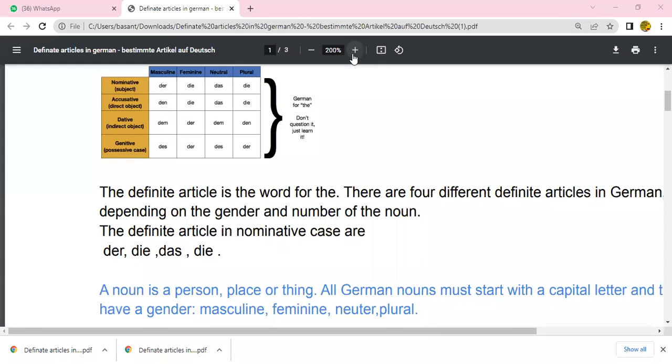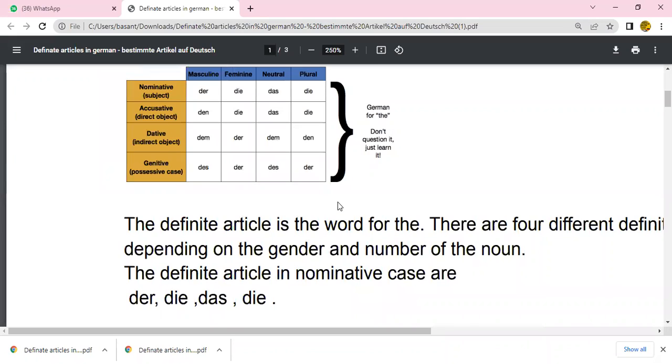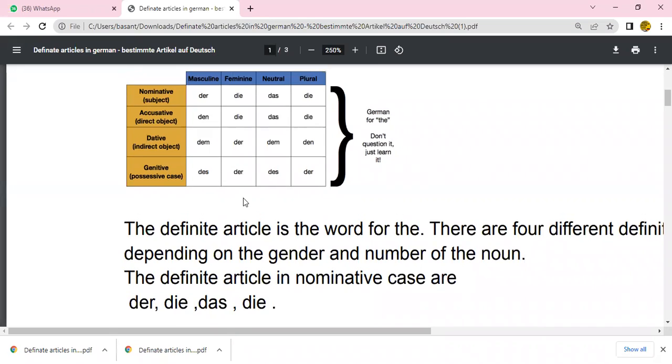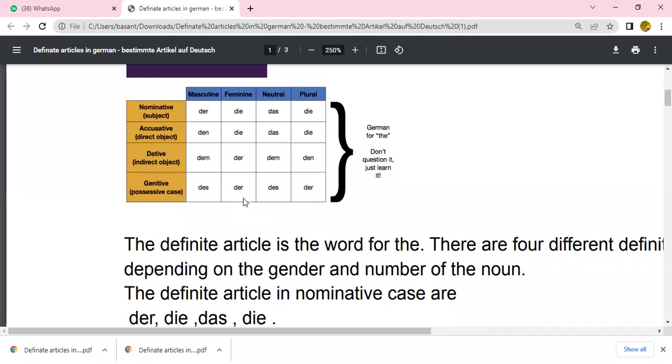Okay, listen to me carefully. So today we are doing articles in German, and there are two cases which we are doing in this event. So the first case is nominative case. The second case is accusative case. Nominative case and accusative case.